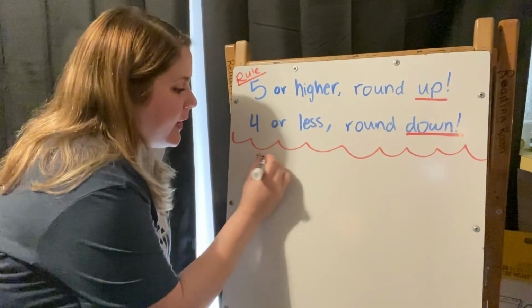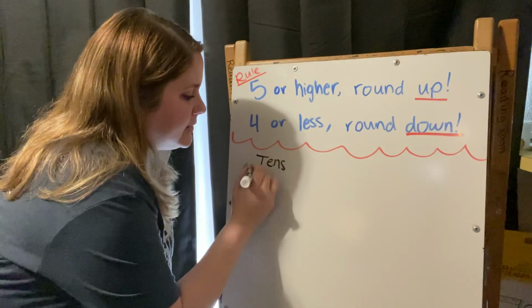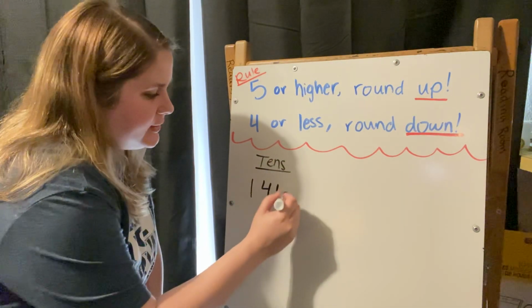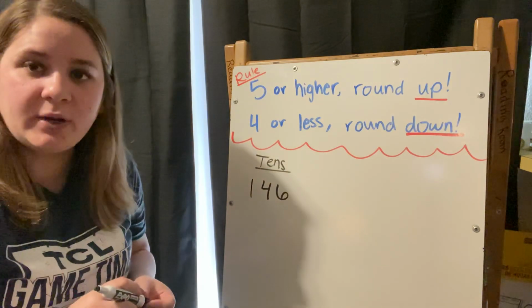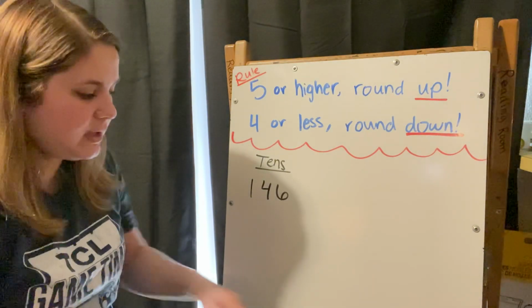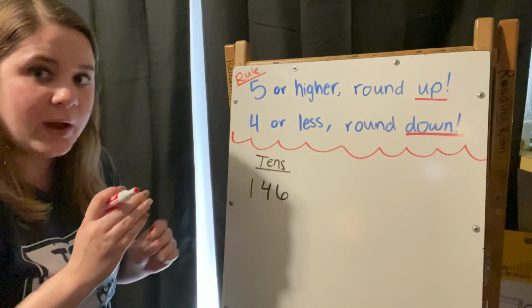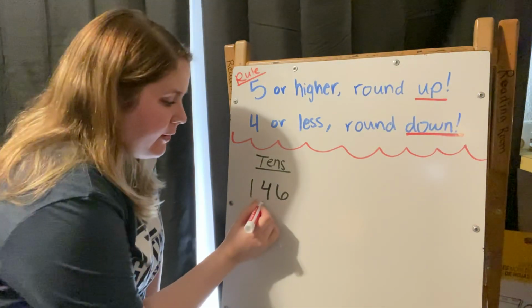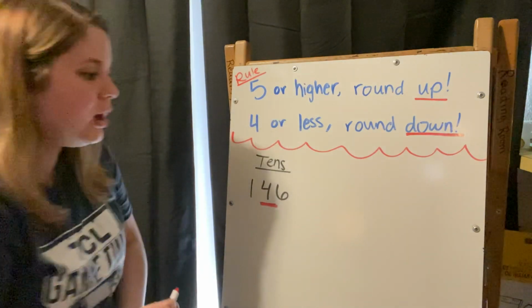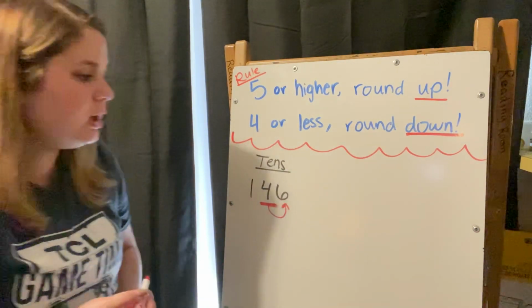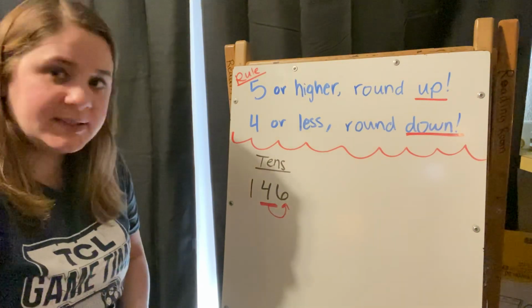So let's try with a couple of 10s. So let's do 146. So if we're doing 146, what I'm gonna do is I'm going to underline my 10s place because that's what I'm rounding to. So I'm gonna underline the 40, right, that 4, and then I'm going to look right next door. And when I look next door, I see that I have a 6.